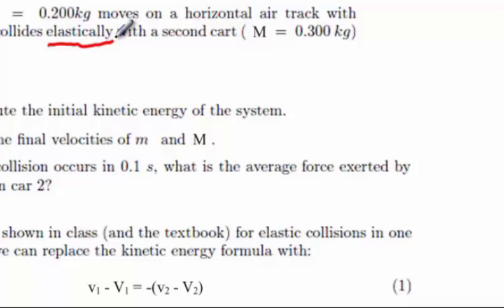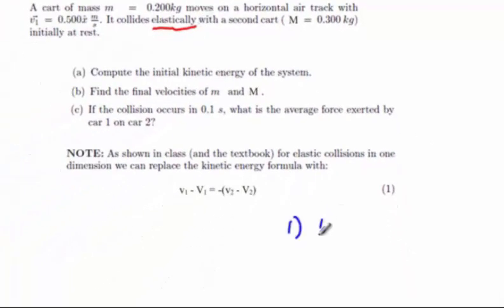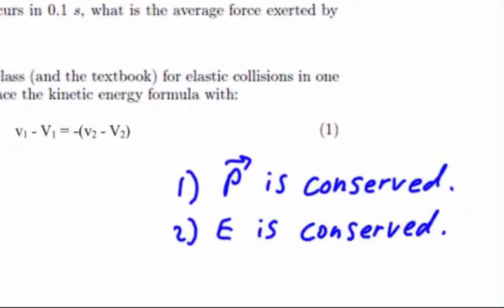In this problem, we're dealing with an elastic collision. And so for that reason, we know that, number one, momentum is conserved, as it is in every collision. And number two, since the collision is elastic, energy is also conserved. For the problem at hand, it is a one-dimensional collision leading to one momentum equation, one energy equation, and therefore it is a problem with two unknowns.